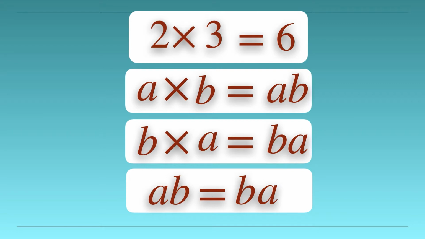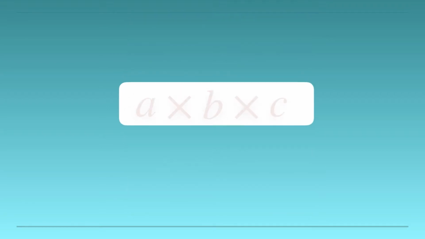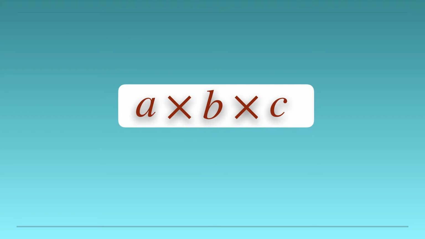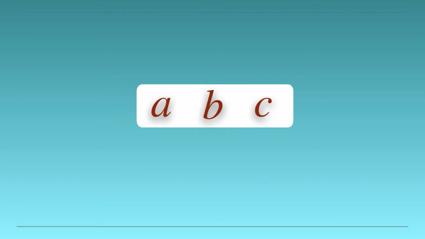However, the convention is that we write algebraic multiplication in alphabetical order. So even if you multiply b with a, we write this as ab, since a comes before b in the alphabetical order. Now consider multiplying a with b with another letter c. This is simply written as abc.